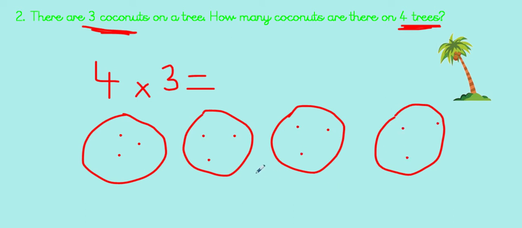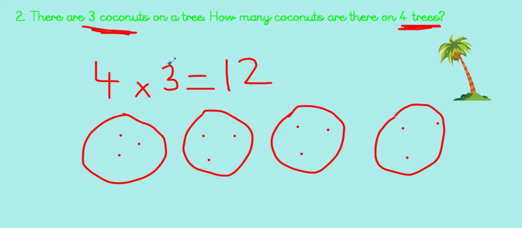Now, if you're not sure how to count in threes, it's okay to count up in ones, isn't it? 1, 2, 3, 4, 5, 6, 7, 8, 9, 10, 11, 12. So 4 lots of 3 is 12.